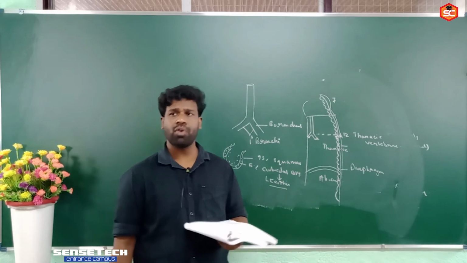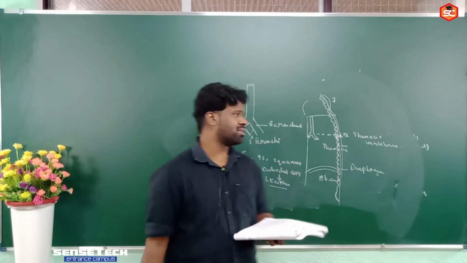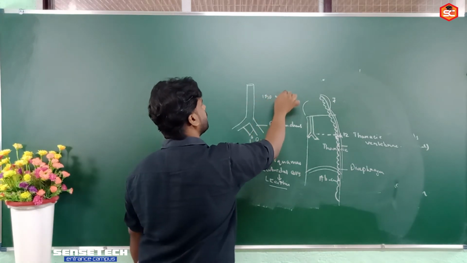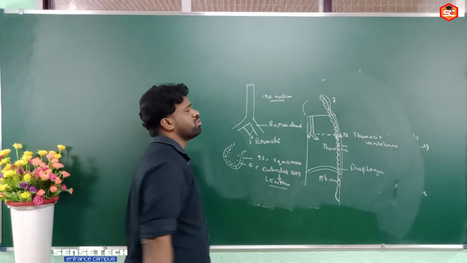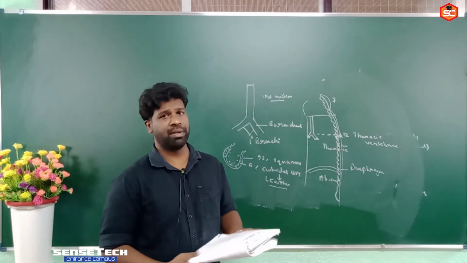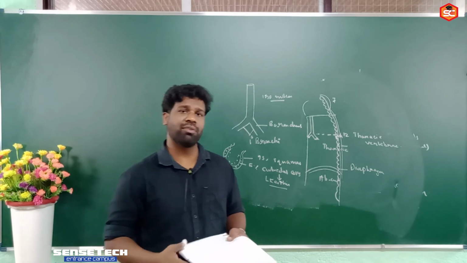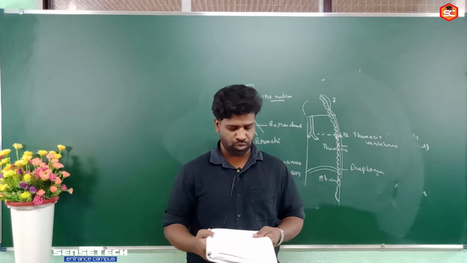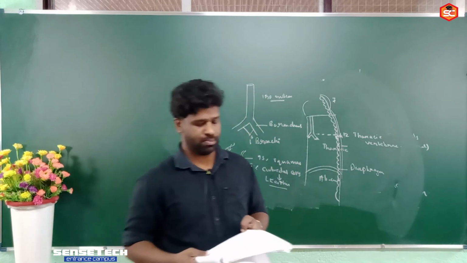Then, alveoli are considered the functional unit of our lungs. Each lung consists of about 150 million alveoli, so the two lungs together have 300 million alveoli. These alveoli are the functional unit of our lungs. So the incorrect one is option 2. Second one is the answer.